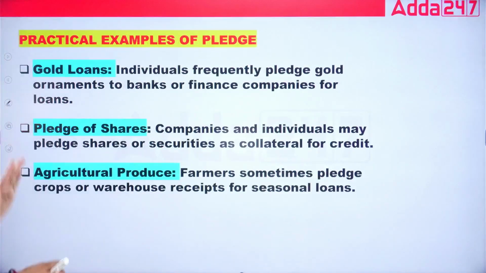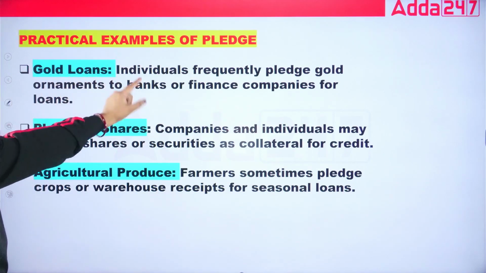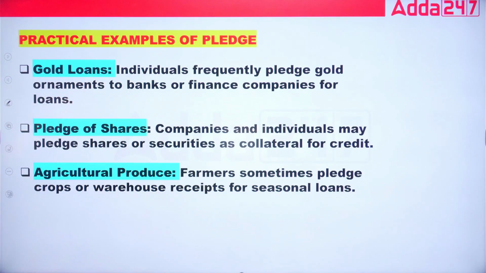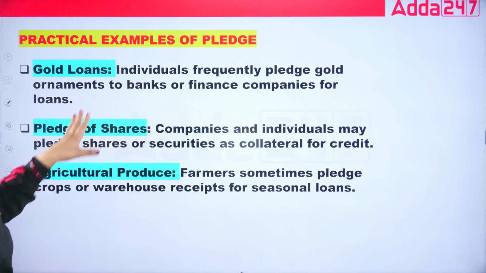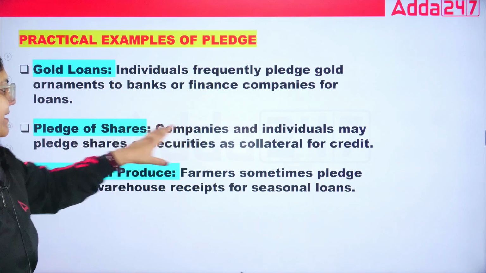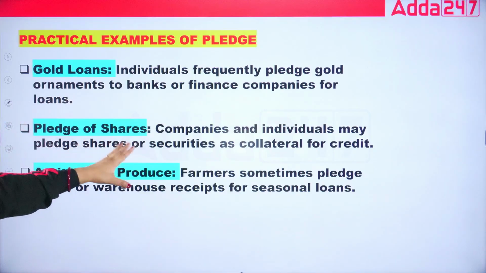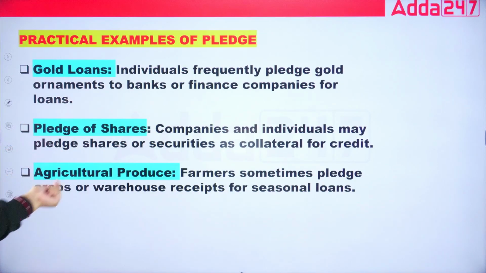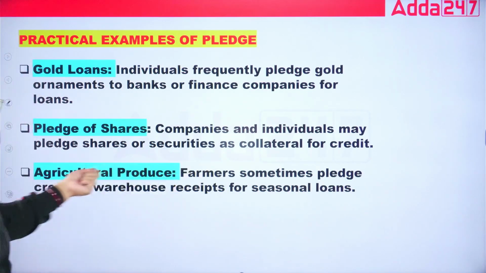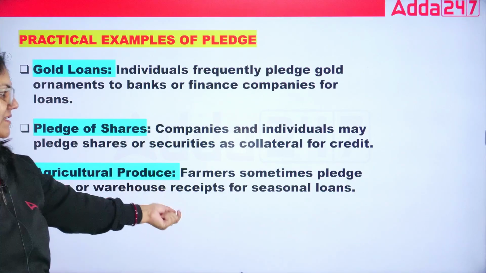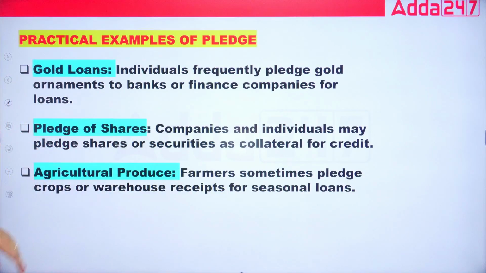Now, see the practical examples of pledge. Gold loan: individuals frequently pledge gold ornaments to a bank or finance company for a loan. Pledge of shares, because shares are also movable property: companies and individuals may pledge shares as security or collateral for credit. Agriculture produce: farmers sometimes pledge crops or warehouse receipts for seasonal loans. Best example. Okay, so this is the definition of pledge.